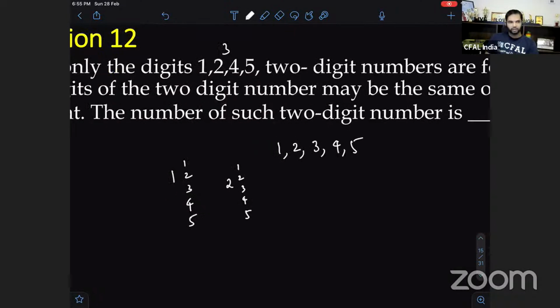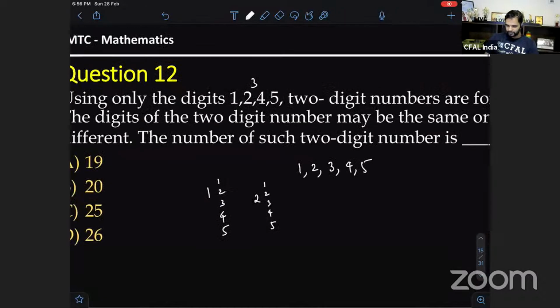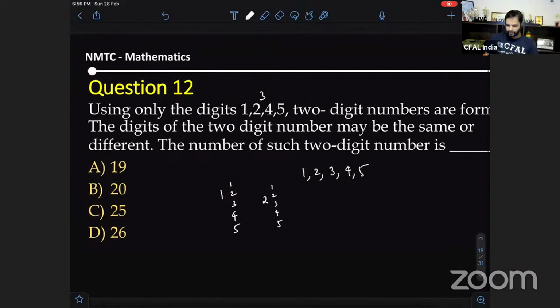I gave it for 5 numbers. Is it 20 now for 5 numbers? No, sir, 25. So that's why I said you need not get into permutation, combination, and stuff. Consider that it could be repeated. If it can be repeated, it's 25. The digits of the 2-digit number may be same or different, as given. We are not choosing 2 numbers. It can be repeated, so each digit has 5 choices. So the answer should be 5 into 5.